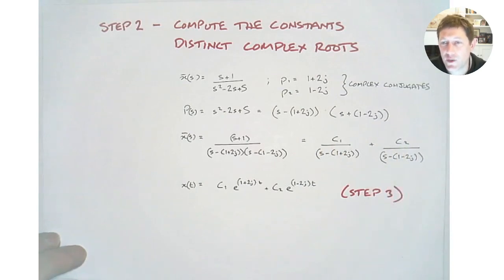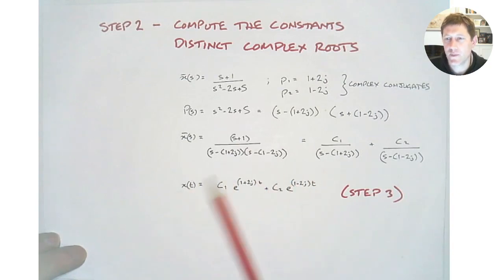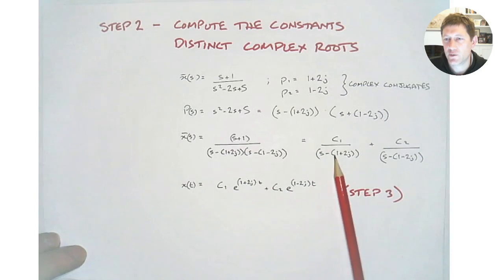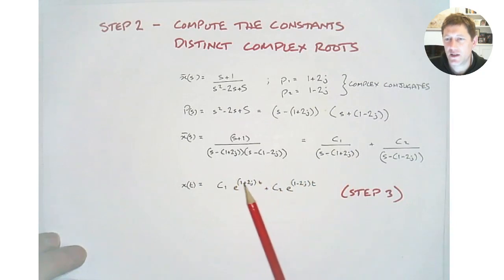Again, we can jump ahead and think about step 3. Even though we don't know what c1 and c2 are, we can see that this is the general form of the solution that we're going to get, because we've got recognizable terms here and here. It doesn't matter that these are complex numbers, it's still a number that can be used as a in the Laplace transform inversion.